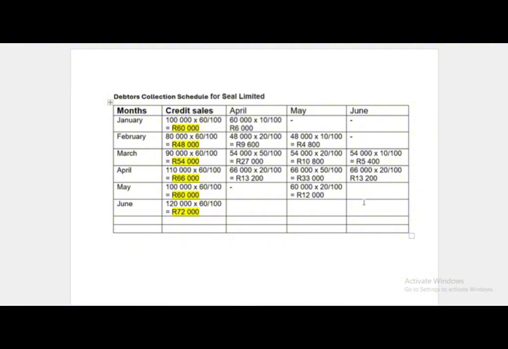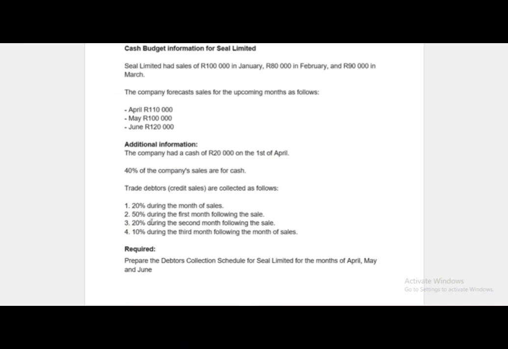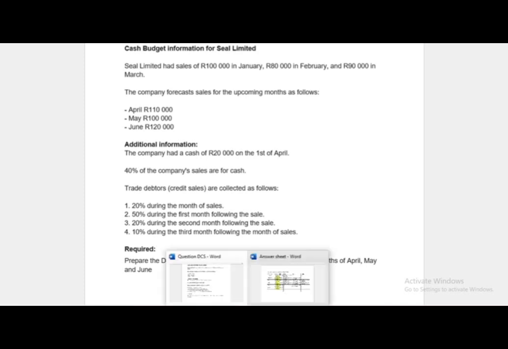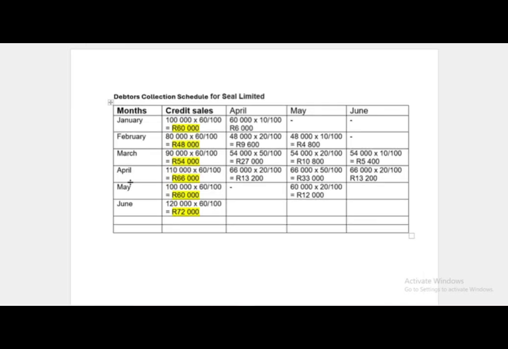And then we are going to the first month following the month of sale, which is going to be June. In June, we are collecting 50%. Remember what the policy says. The policy says we are collecting 50% during the first month following the month of sale. And because we are in May, the month following is going to be June. All right. So in June, we are collecting 50%.